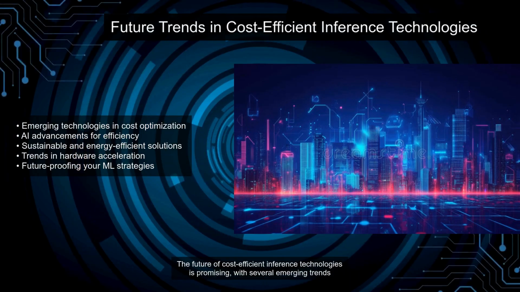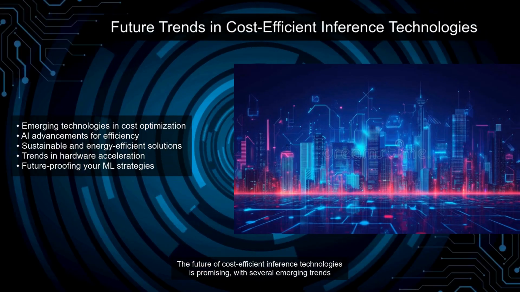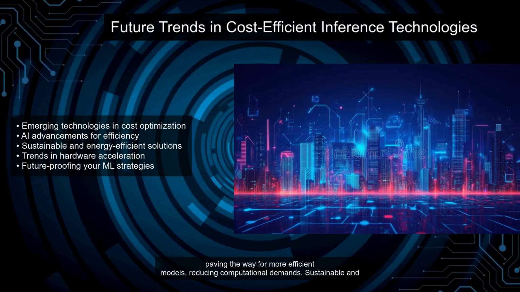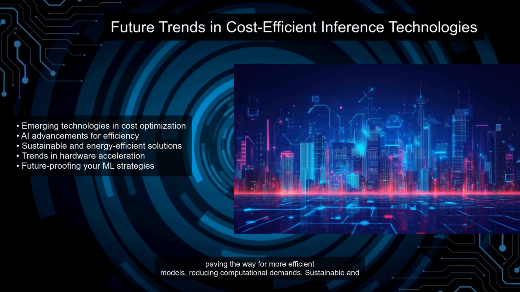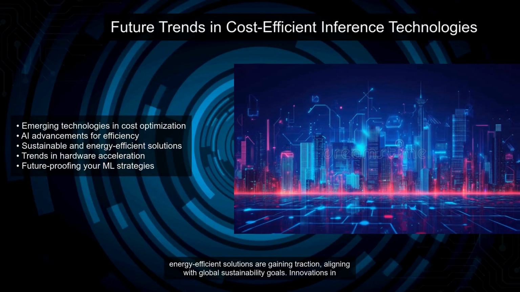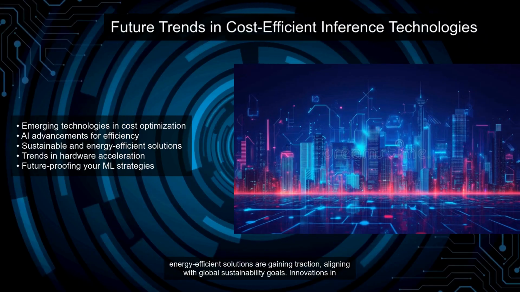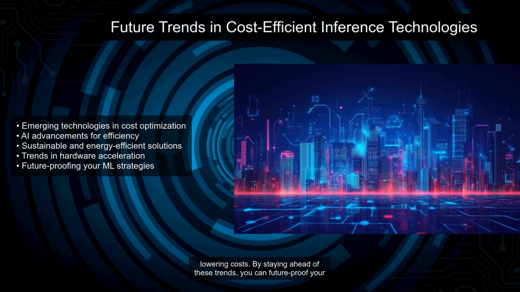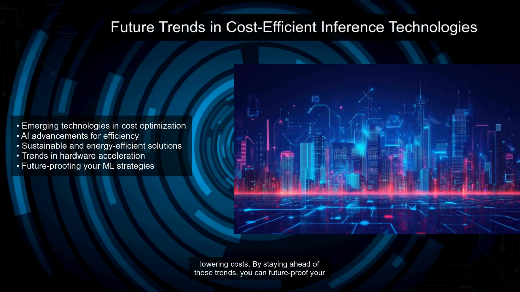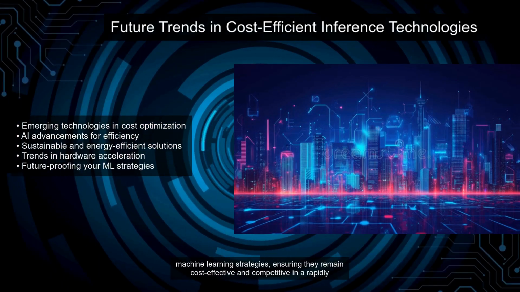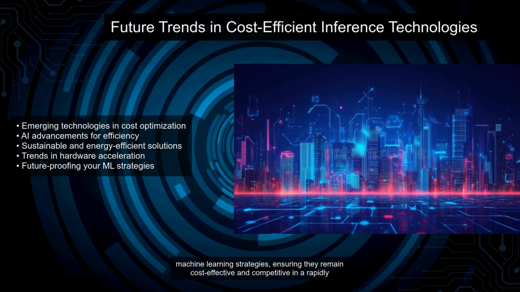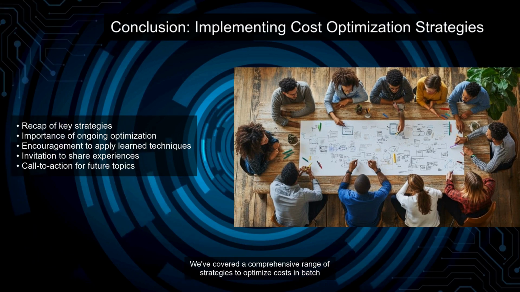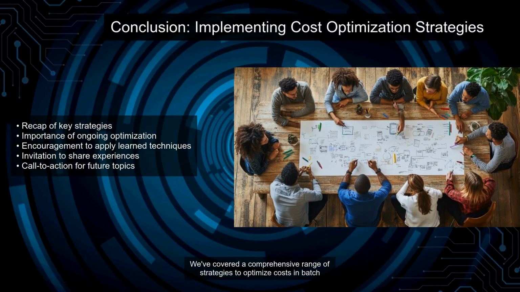The future of cost-efficient inference technologies is promising, with several emerging trends set to revolutionize the field. Advancements in AI and machine learning are paving the way for more efficient models, reducing computational demands. Sustainable and energy-efficient solutions are gaining traction, aligning with global sustainability goals. Innovations in hardware acceleration, such as specialized chips, are further enhancing processing capabilities while lowering costs. By staying ahead of these trends, you can future-proof your machine learning strategies, ensuring they remain cost-effective and competitive in a rapidly evolving landscape.